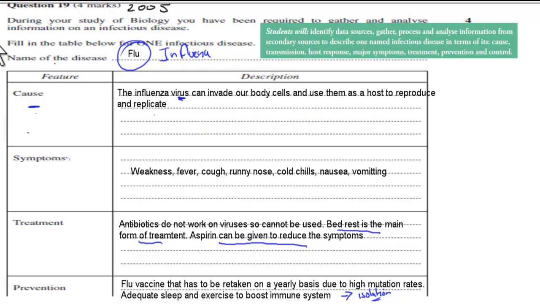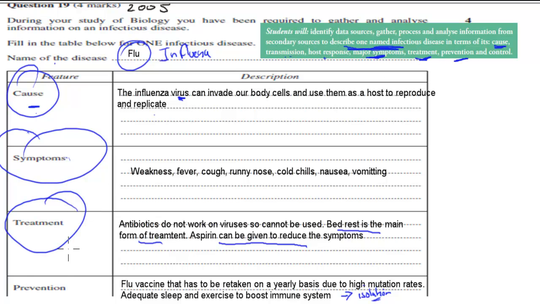And where did this question come from? This question came from this dot point. It said, students will identify data, gather, process and analyze information from secondary sources to describe one named infectious disease, which is why we had to name it, because we had to look at one named infectious disease in terms of its cause, we were asked for the cause, transmission, host response, major symptoms, we were asked for symptoms, treatment, we were asked for the treatment, prevention, asked for the prevention, and control. So again, the question came from the dot point.